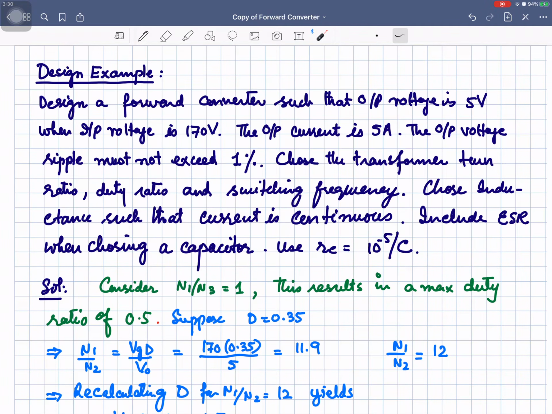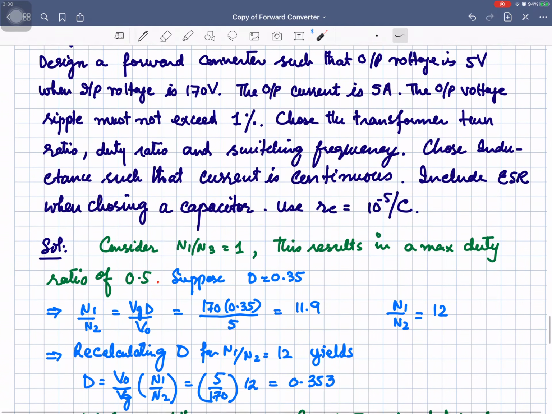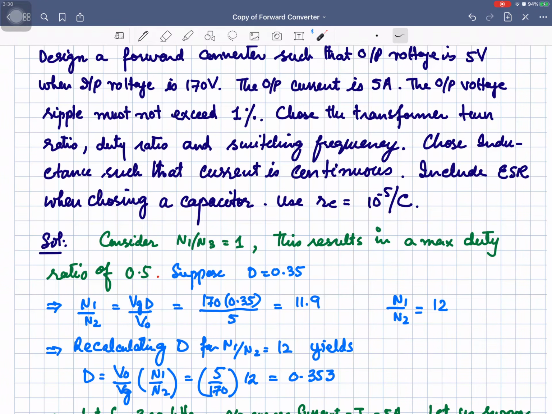Okay, now let's suppose that N1 by N3 is equal to 1. This will result in the maximum duty cycle ratio of 0.5. And we arbitrarily suppose that D is equal to 0.35. With this, if we calculate N1 by N2 using the expressions that we have already derived, it comes out to be 11.9. So let's consider it equal to 12, rounding it off.